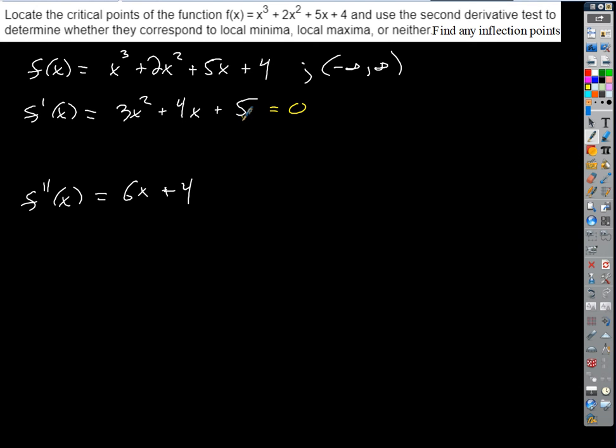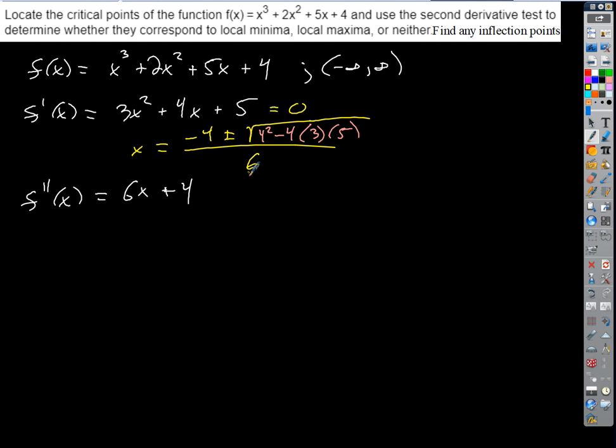3 times 5 is 15. There are no numbers that multiply to 15 and add to 4, right? So if we weren't using technology, we'd have to use the quadratic formula, right? And we'd still end up with nothing. Let's just quickly remember how to be smart about using the quadratic formula here. We end up with x equals negative b plus or minus the square root of b squared minus 4 times a times c, all divided by 2a, so it's going to give us 6 on the bottom.